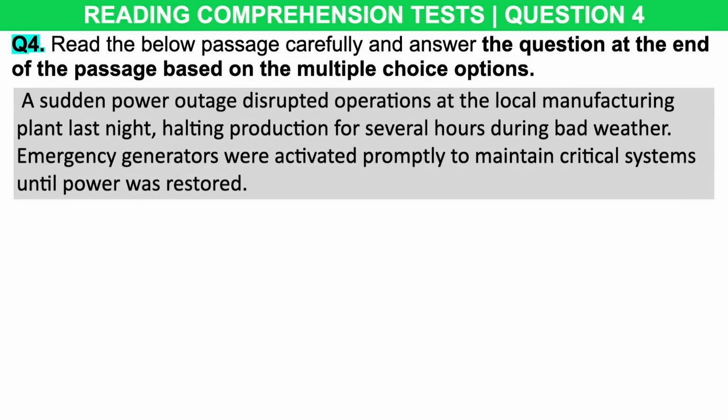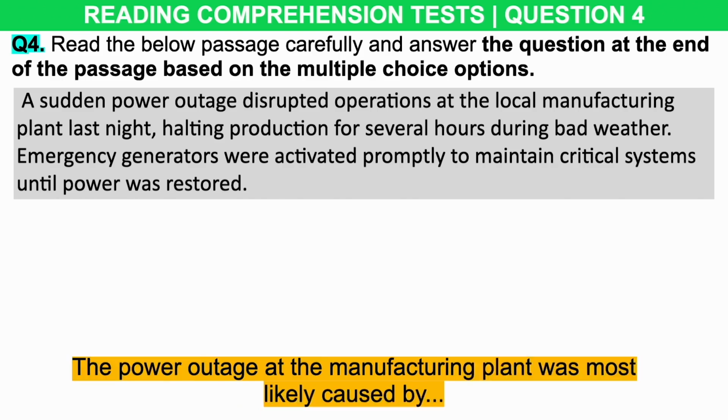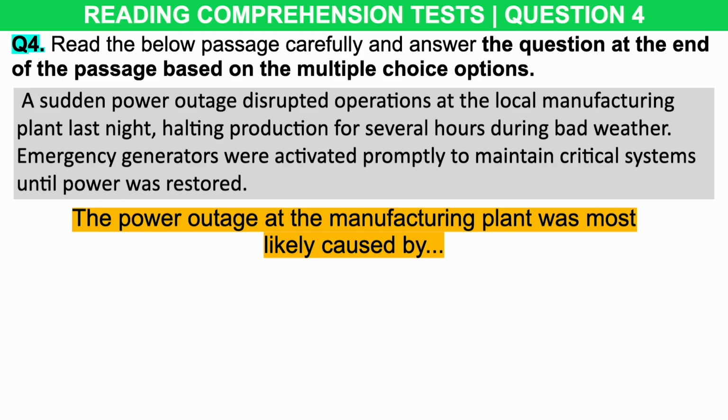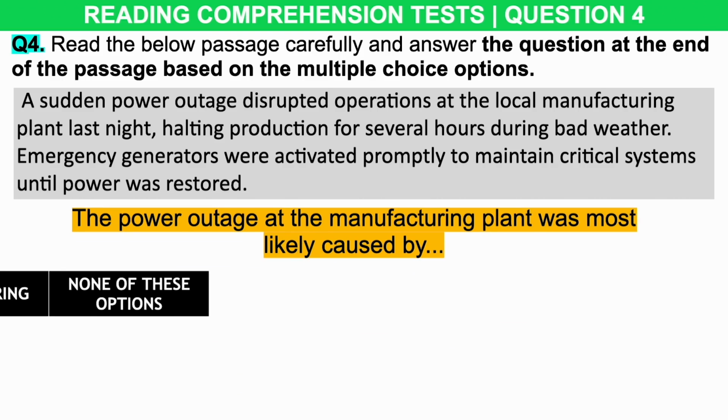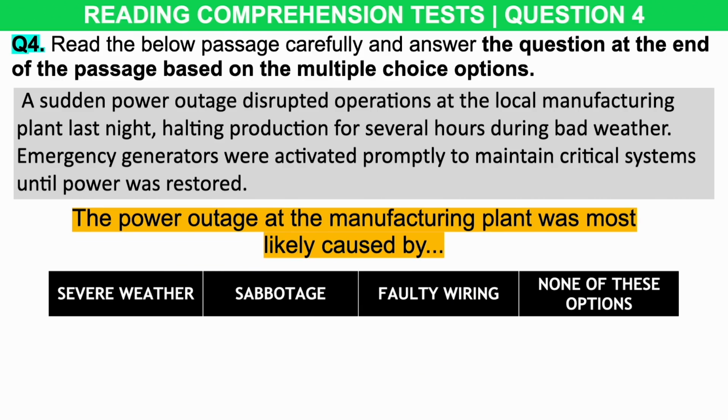Here is the passage. A sudden power outage disrupted operations at the local manufacturing plant last night, halting production for several hours during bad weather. Emergency generators were activated promptly to maintain critical systems until power was restored. Here is a statement based on that passage. The power outage at the manufacturing plant was most likely caused by severe weather, sabotage, faulty wiring, or none of these options. Which answer option would you choose?